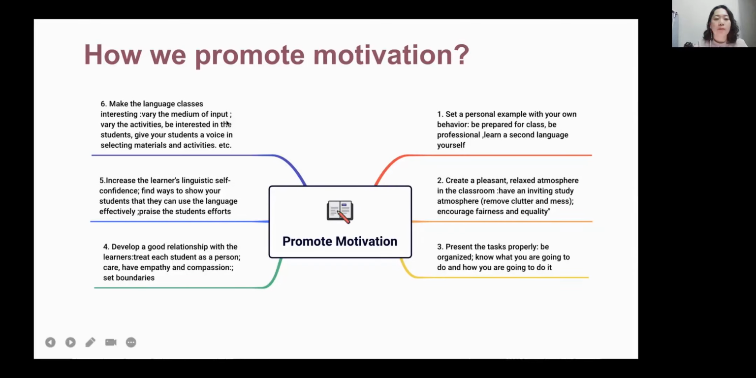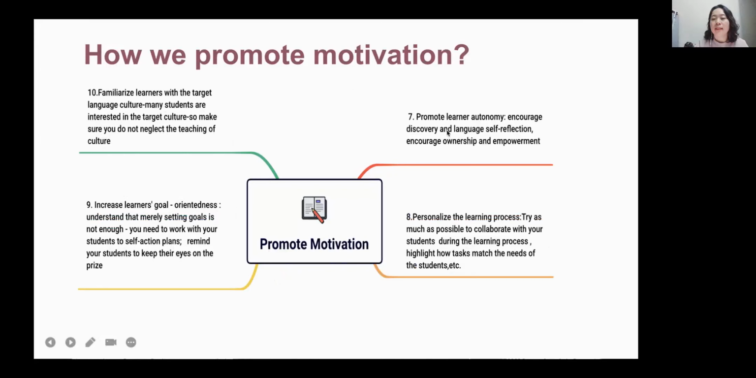The next one, make the language classes interesting. Vary the medium of input. Vary the activities. Be interested in the students. Give your students a voice in selecting materials and activities. The next one, promote learner autonomy, encourage discovery and language self-reflection. Encourage ownership and empowerment. Next, personalize the learning process. Try as much as possible to collaborate with your students. During the learning process, highlight how tasks might match the needs of the students.